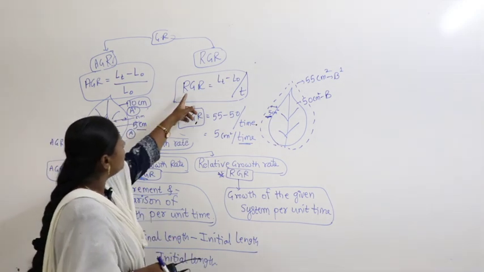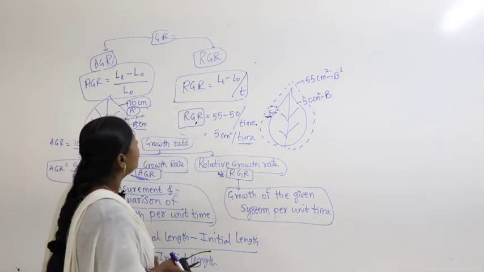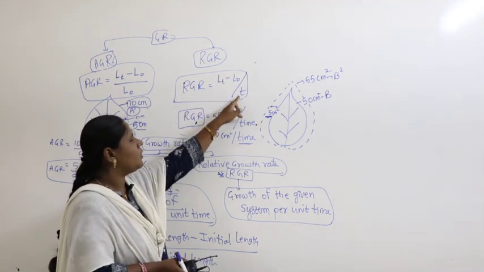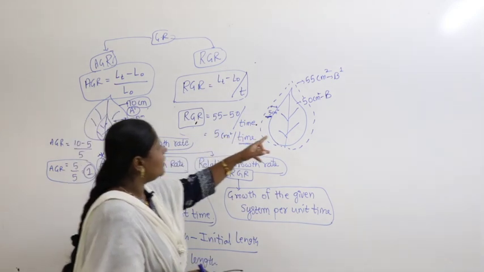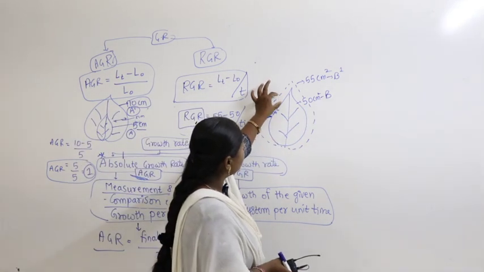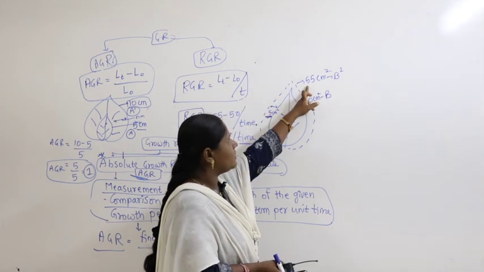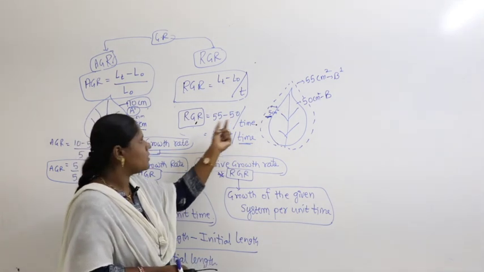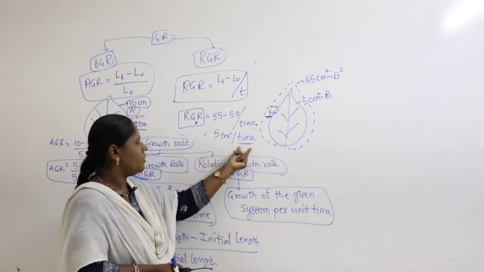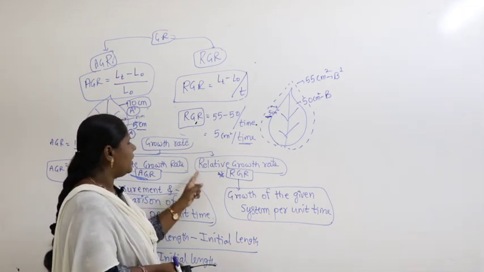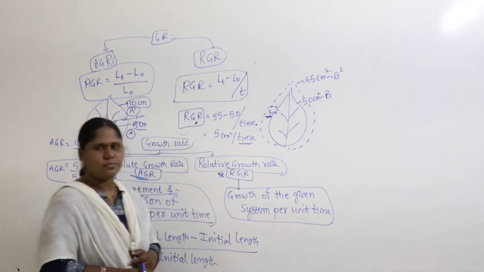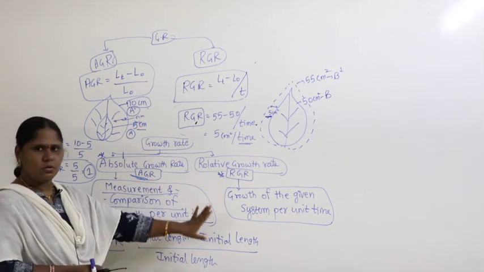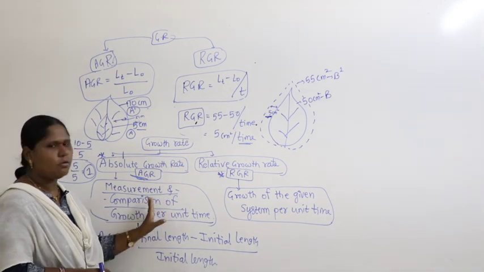So, for relative growth rate, we can say LT minus L naught, or we can say surface area of final after time t minus initial surface area, per unit time. That is, if we take a leaf of 50 centimeters, increased by 5 centimeter, finally it is 55. So, 55 minus 50 is the actual growth, only 5 centimeter, and per unit time itself is called relative growth rate. Okay. So, this is what is called absolute growth rate and relative growth rate. Practice on paper, just try to remember it in your mind.